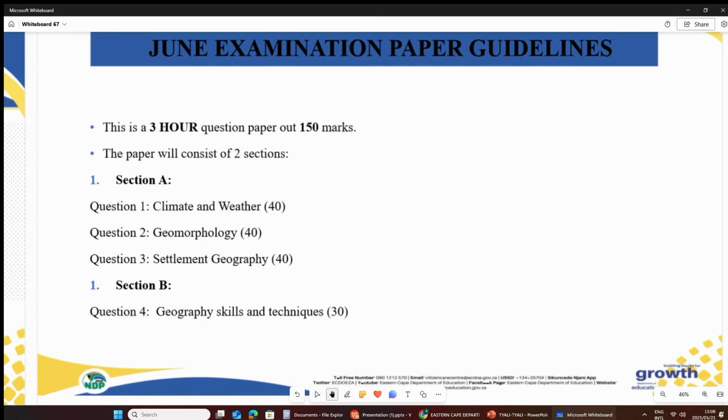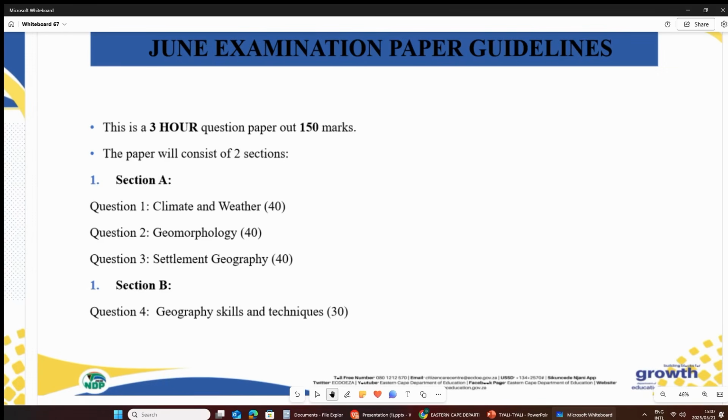The June examination paper guidelines are as follows: a 3-hour question paper that is out of 150 marks. The paper is going to consist of 2 sections, Section A and Section B. Section A is going to have 3 questions. Question 1, climate and weather. Question 2, geomorphology. Question 3, settlement geography. Each of these questions will be out of 40.